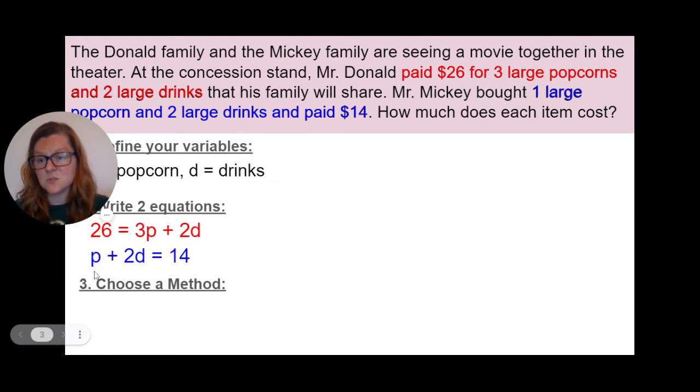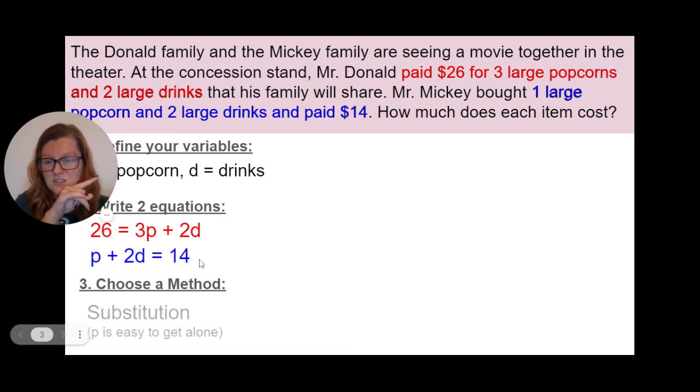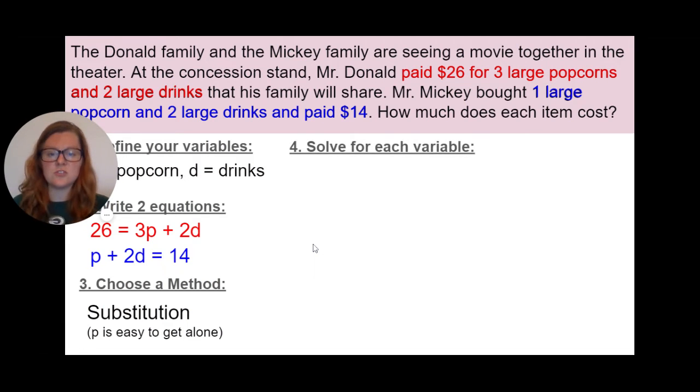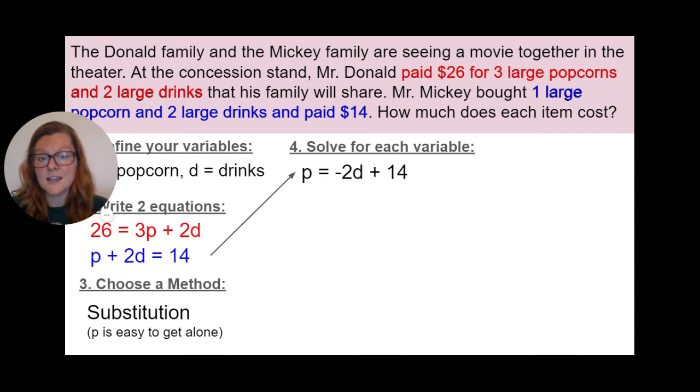I see that since P has a coefficient of 1, I'm just going to move that 2D to the other side because it would really be easier to plug it in. Again, you could use whatever method you want. If you wanted to use elimination, you could eliminate the D's and that would be pretty simple as well. But I'm going to use substitution because I like substitution. So I'm going to take P is equal to negative 2D plus 14. Again, just solving for P.